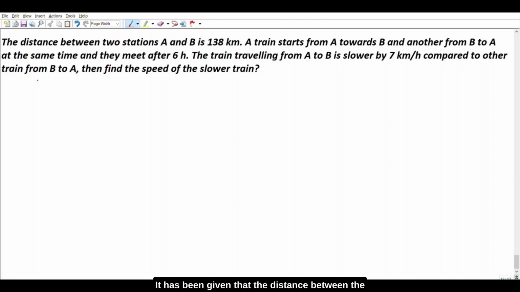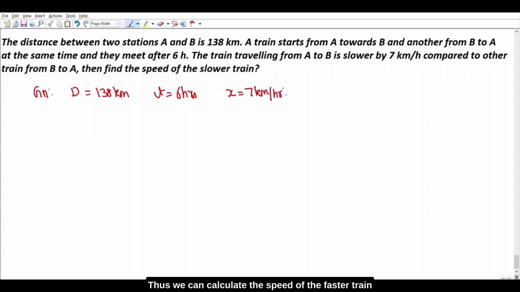It has been given that the distance between the two stations, D, is equal to 138 km. Both the trains starting at the same time from different stations meet each other after 6 hours. Therefore, T is equal to 6 hours. The train traveling from A to B is slower by 7 kilometers per hour as compared to the train from B to A. Therefore, X is equal to 7 km per hour. Thus, we can calculate the speed of the faster train and the speed of the slower train. In the question, they have asked the speed of the slower train.